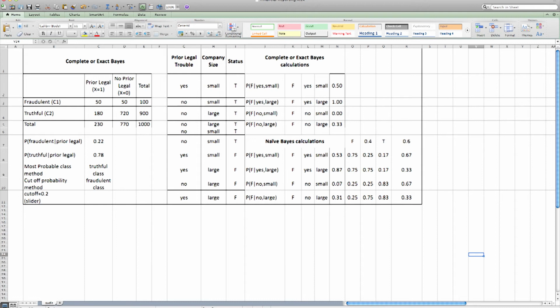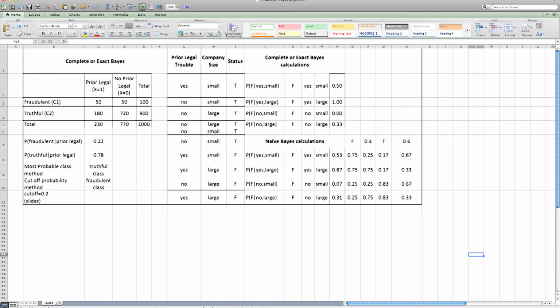prior legal trouble. So out of 230 total reports which had prior legal trouble, 50 of those were also identified as fraudulent. So the conditional probability can be computed using these two numbers. So this comes out to be 0.22.